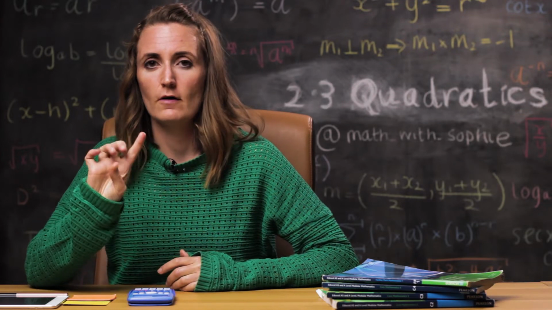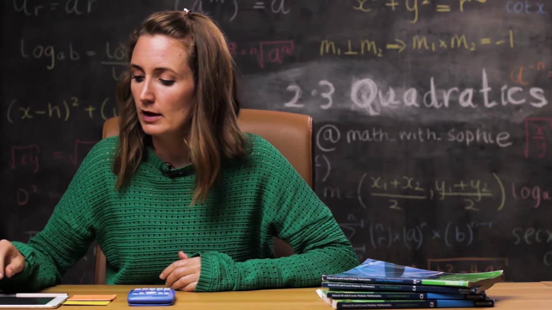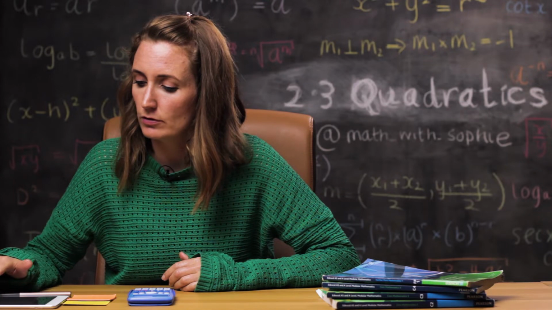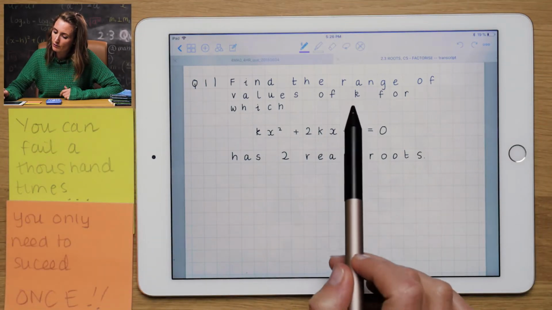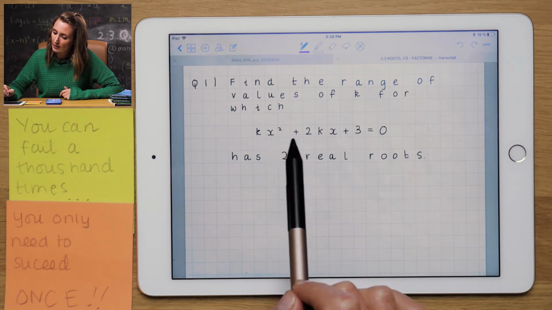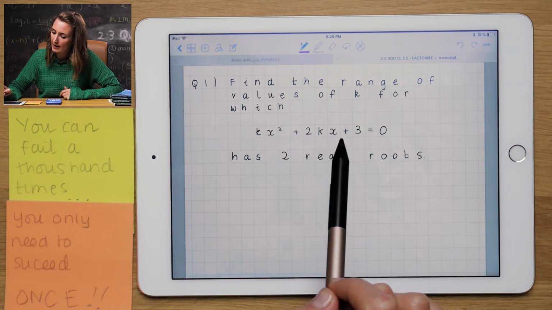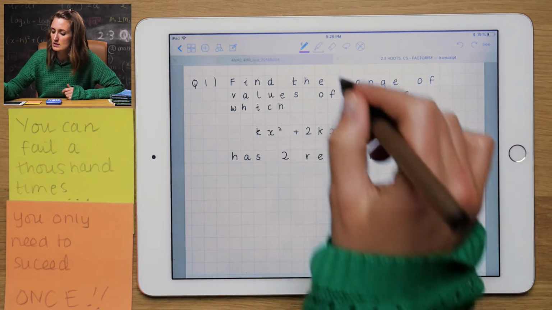Welcome to Key Skill 4. We're going to be looking at distinct real roots, how to find them. For example, find the range of values of k for which kx squared plus 2kx plus 3 equals 0.